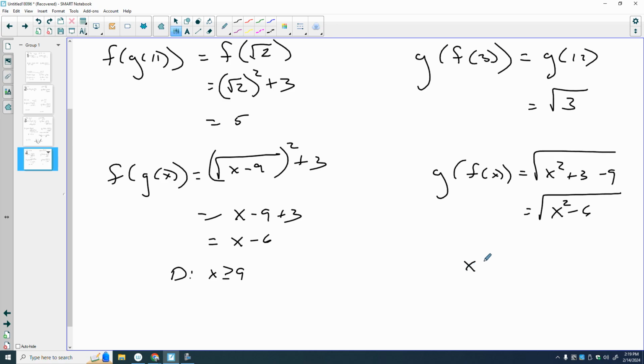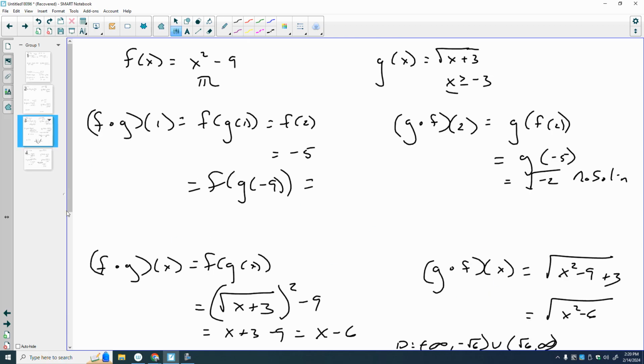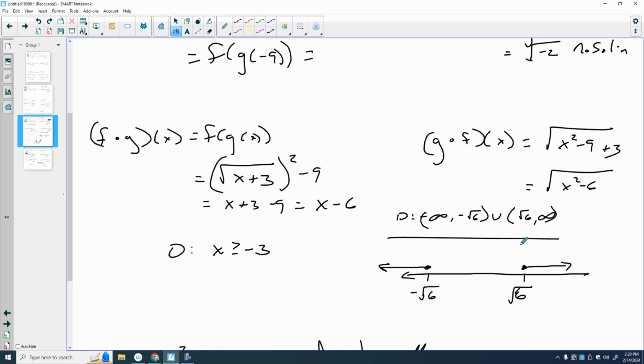So x has to be greater than or equal to the square root of 6, or x has to be less than or equal to negative square root of 6. And that was from the number line that we did earlier. And if you want to go back and check out my drawing, you can. I wrote it a little different. I wrote it in inequality notation instead of in interval notation. Either way is fine. You can write it like this, or you can write it like this. Either one is fine.